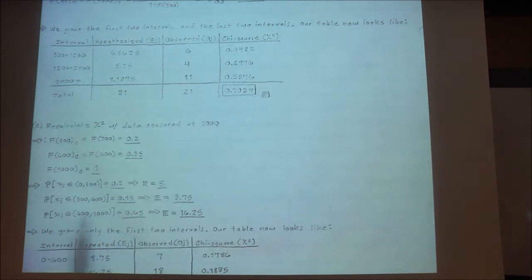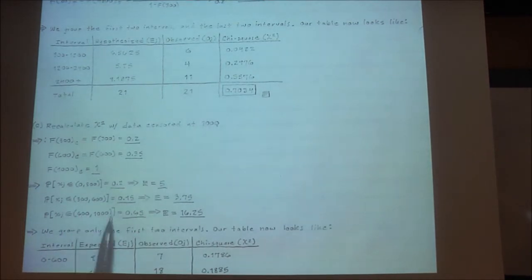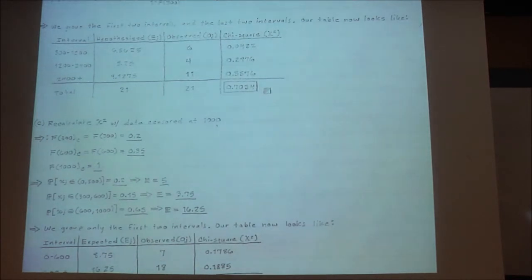Finally, you can just look at this. The probability of being from 600 to 1,000 is 1 minus the probability of being from 0 to 600. That's 0.65. So you multiply 0.65 by 25, you get 16.25. So we still need the expected number of claims in each interval to be greater than 5. Group the first 2. Here's what our new table looks like.